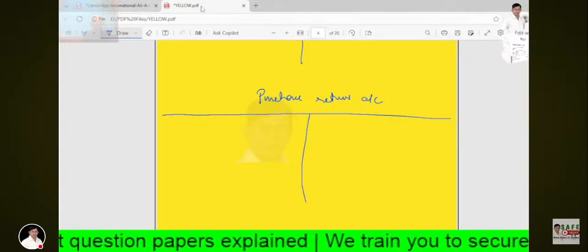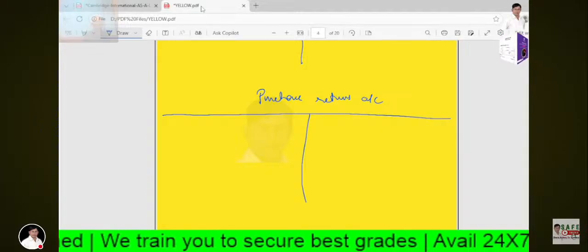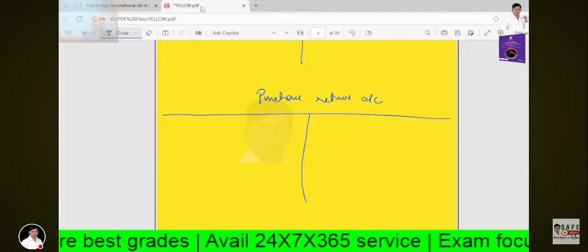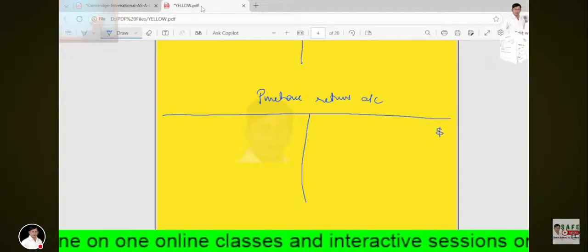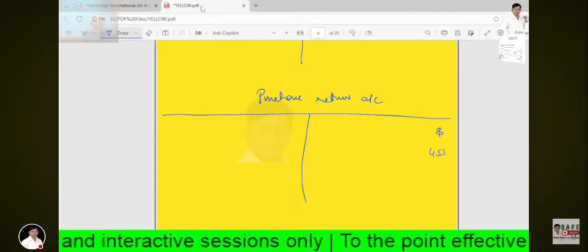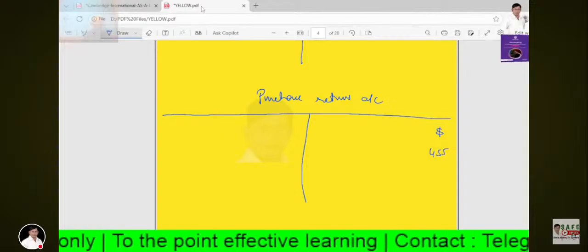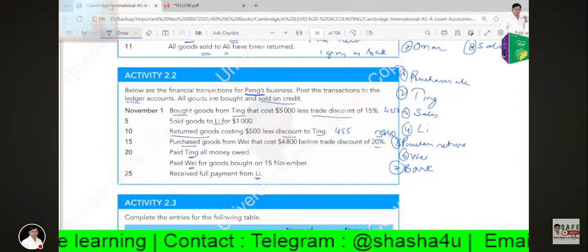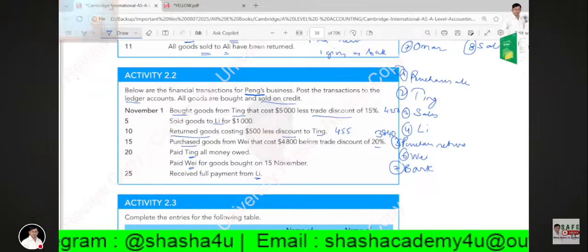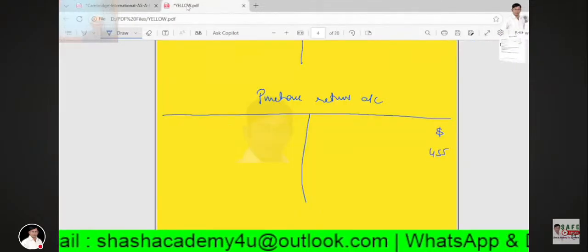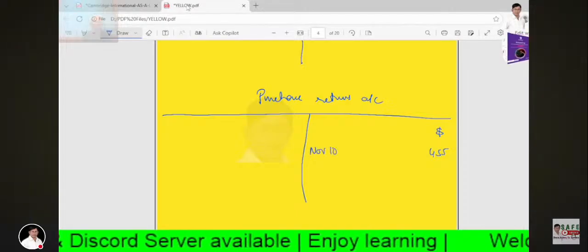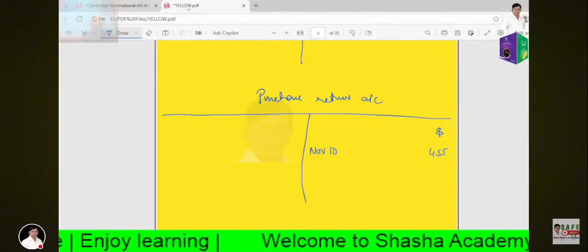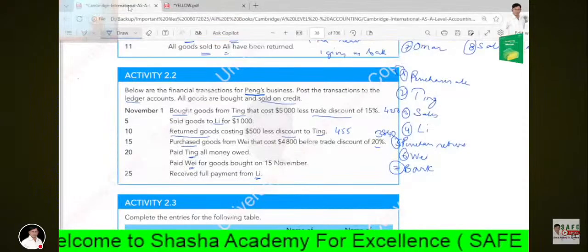So what is the value? 455. Purchases is a debit, so it is always a debit balance. Purchase returns is the reverse of purchases, so it's a credit. 455. So what date did we return? We returned on November 10. To whom have we returned? We have returned to Tinge.